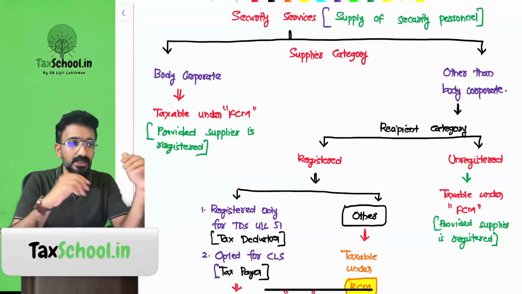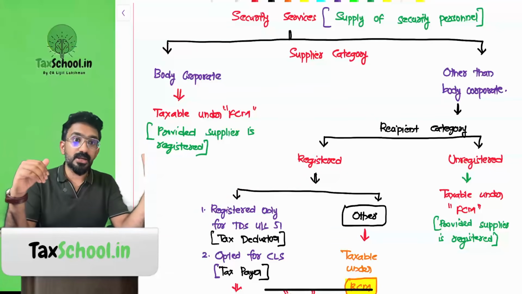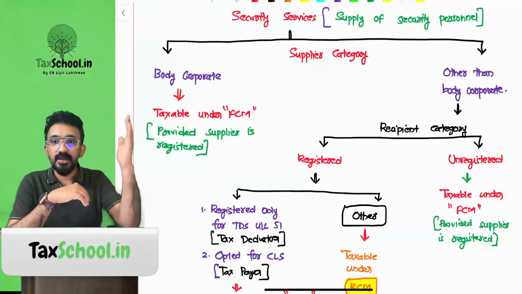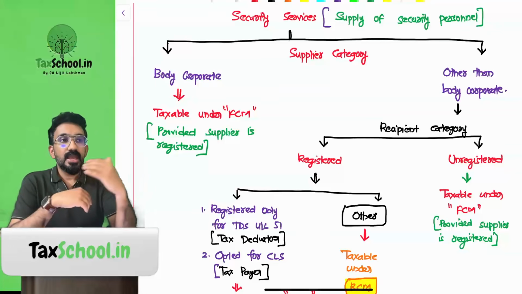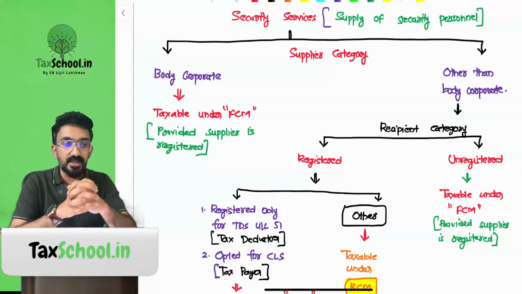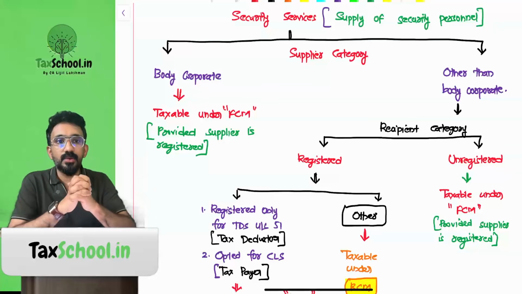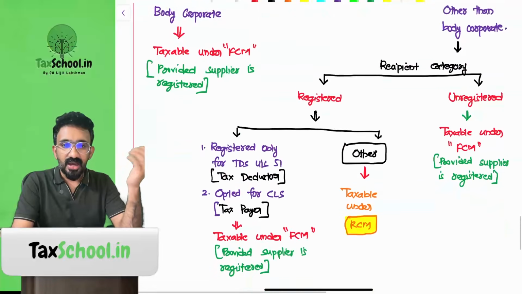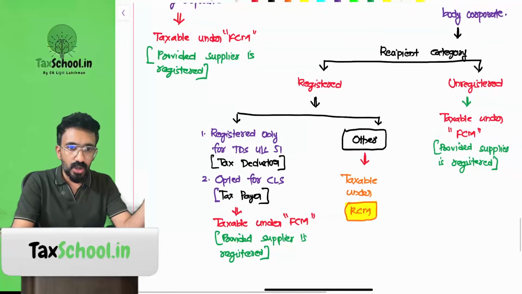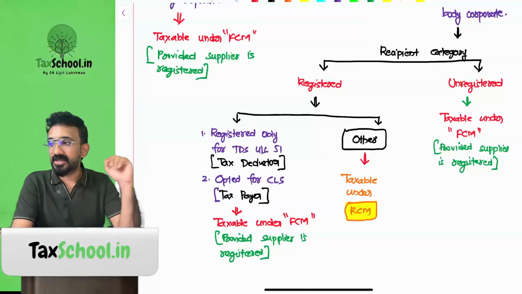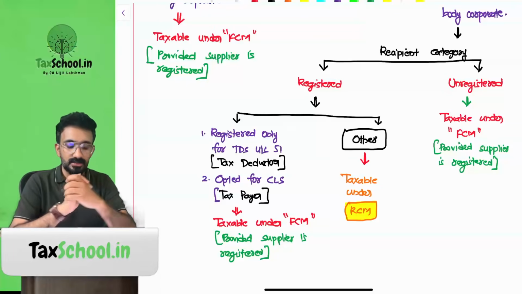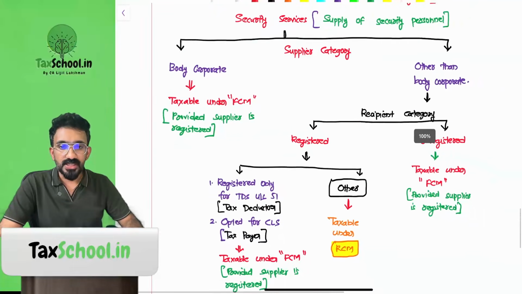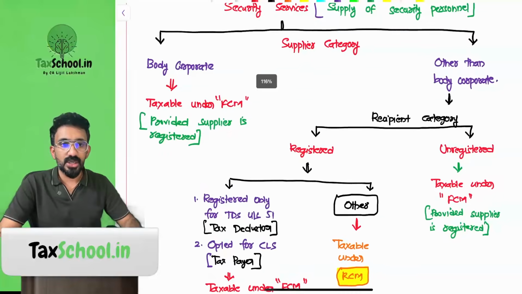Simple. A security agency, which is a private limited company, is providing security personnel to Axis Bank. Private limited company means the security agency is a body corporate. It will be under FCM. An individual who's running a security agency has given Infosys 10 security personnel. Other than body corporate, to Infosys, a registered person. Are they registered only for TDS and opted for composition? No, other. It will be Infosys who will have to pay tax under RCM. Is that understandable, everyone? This is how you will make a decision. Is that clear? I hope you have copied this and kept it so that you have a summary chart available with you.